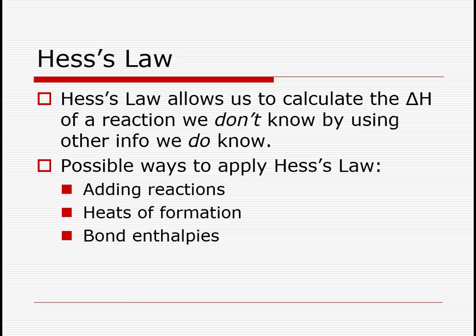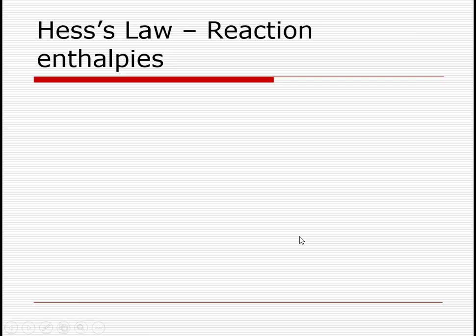So we're going to see in this unit there's a bunch of ways to calculate delta H's of reactions that we don't know. And there's a few even just using Hess's law. We can do adding of reactions, which we're going to talk about in a second. We can do heats of formation, and bond enthalpies we'll talk about, not in this video, but at another time, and maybe even other ways. There's a ton of ways to apply Hess's law, and as you'll see, this unit ends up being just a ton of different ways to calculate delta H. So let's look at adding of reactions first.